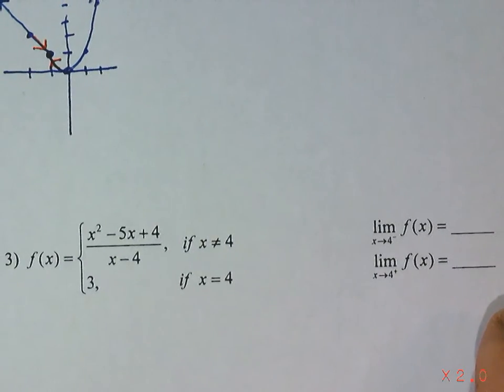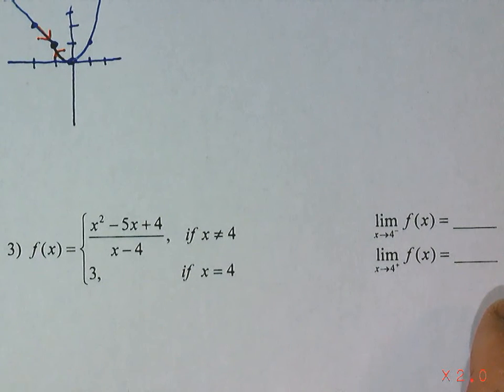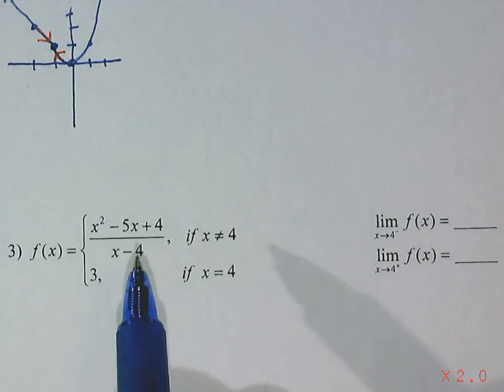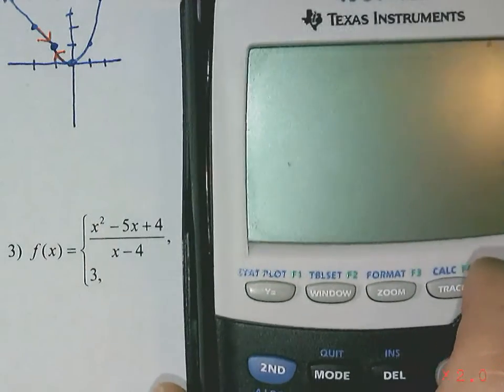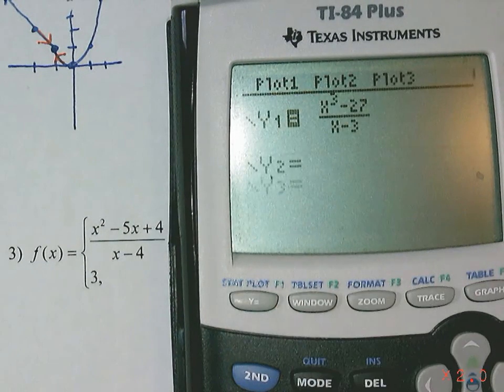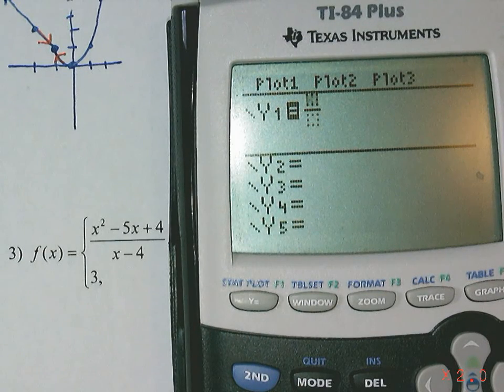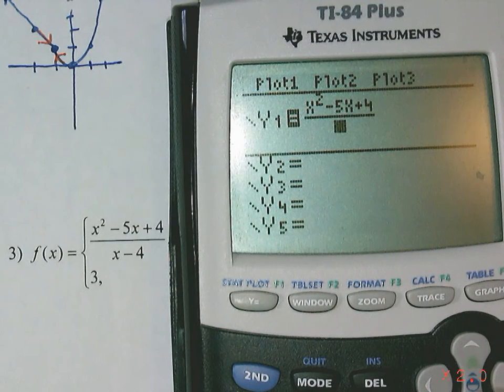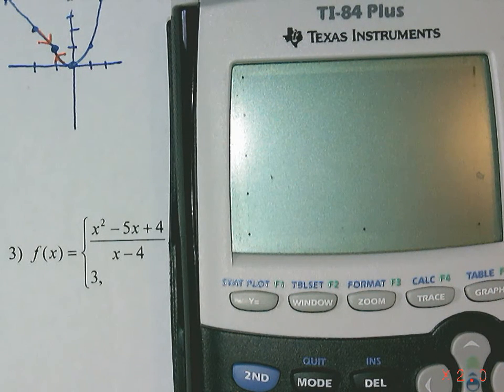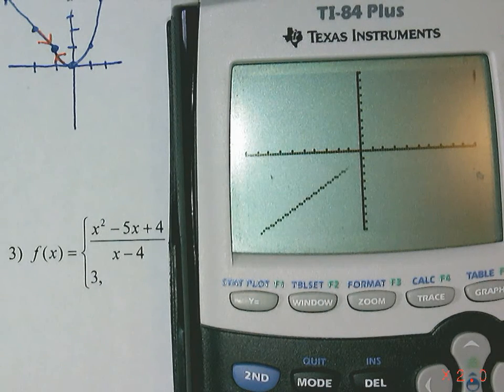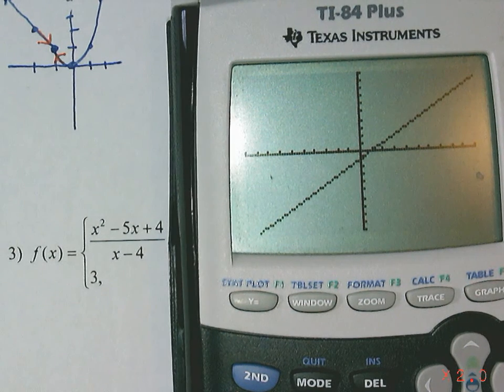The last example I have is a little bit different function. I'm going to graph it on my calculator to show you. So I've got x squared minus 5x plus 4 in my numerator, and x minus 4 in my denominator. I'm going to hit standard window, zoom 6. Okay, that looks like a straight line, but I don't know if it's continuous.